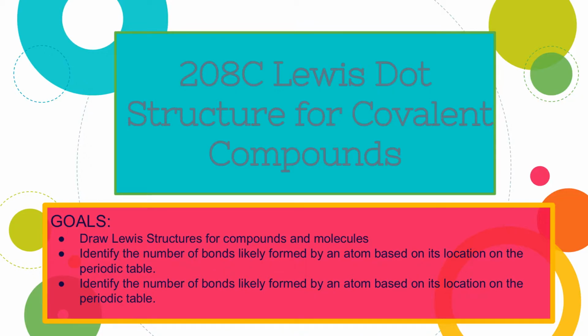In this lesson, students will be able to draw Lewis structures for compounds and molecules, and identify the number of bonds likely formed by an atom based on its location on the periodic table.